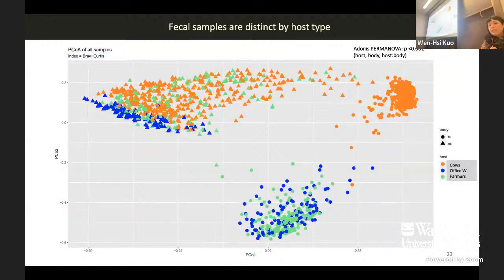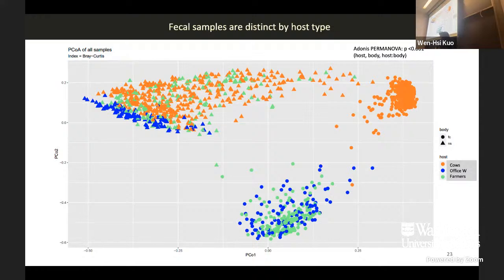Okay. And I would say that this is probably my takeaway slide right here to summarize everything that I've told you so far. So what we're looking at is beta diversity differences between all of the samples for bacterial 16S sequencing. And the main two things I want you to look at are the color and the shapes. The circles represent all of the fecal samples, and the triangles represent all of the nasal samples. And the colors are the same from the previous plots: cows in orange, office workers blue, and farmers in green. And I want to draw your attention down here to the fecal samples.